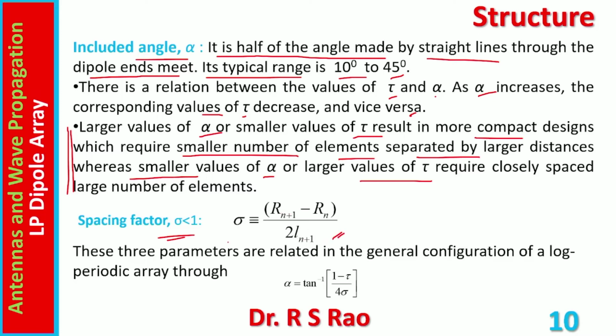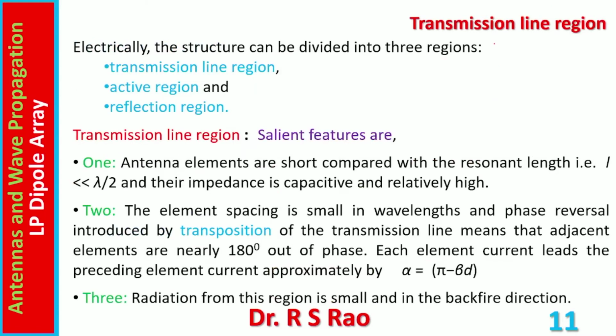These three parameters are related in the general configuration of log periodic array through alpha is included angle, tau is geometric ratio, and sigma is spacing factor. Alpha is tan inverse of 1 minus tau over 4 sigma. Now we are slowly moving to the functioning of the antenna. Electrically, the structure can be divided into three regions: transmission line region, active region, reflection region.